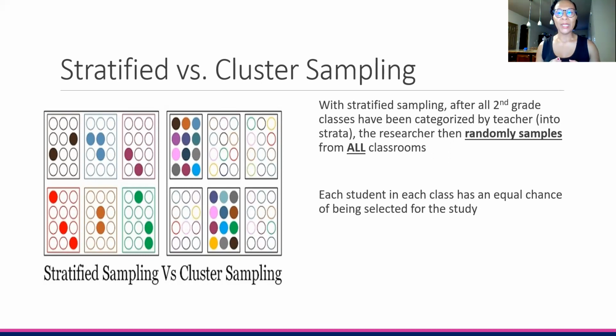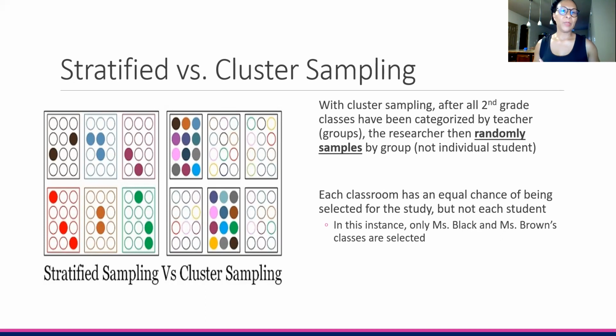So with stratified sampling, after we've taken the entire second grade population in Oxford School District, and we've divided them or categorized them according to their teacher, or we've broken them down into specific strata, the researcher then randomly selects from all of the classrooms. So if you're looking at the left side of the image here, you'll see that 2 students were chosen from Ms. Black's class, 3 students from Ms. Blue's class, 2 students from Mr. Purple's class, and so on and so forth. So with stratified sampling, each student in each of the 6 classrooms has an equal chance of being selected for the study.